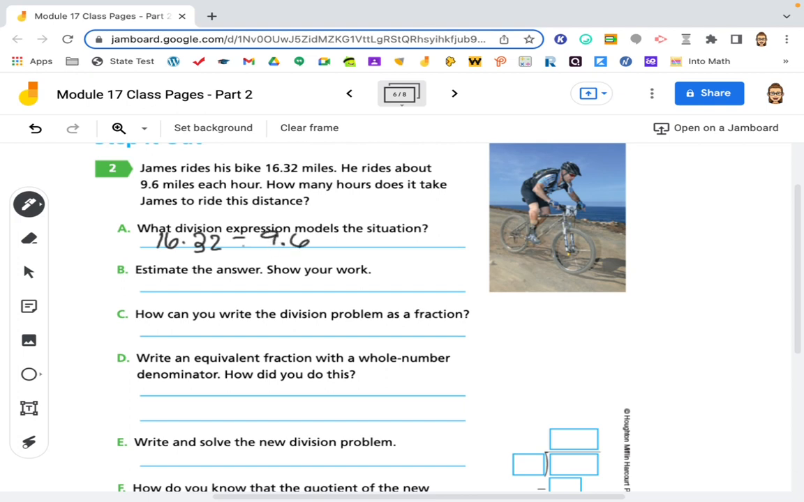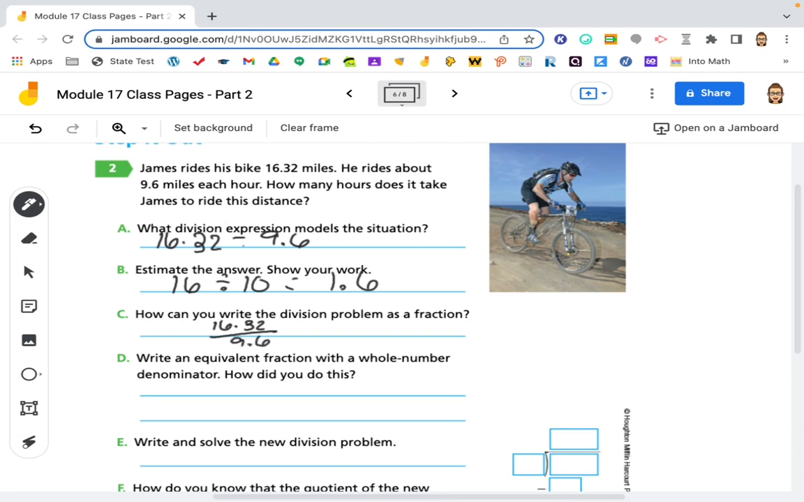So it says, estimate your answer. Show your work. Well, this is close to 16. 9 and 6/10 is close to 10. So we move our decimal point over once, we get 1 and 6/10. So again, how can we write this as a fraction? Well, we can do 16 and 32 hundredths over 9 and 6/10.